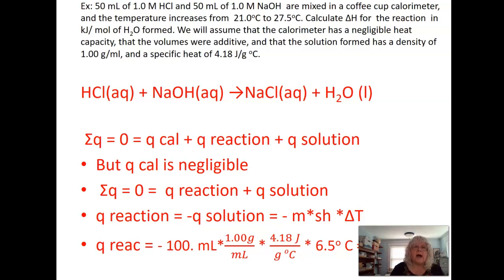So we have a total volume in the cup of 100 mLs. We have a density of 1 gram per mL. That gives me my mass. Then I multiply it by the specific heat I was given and by the temperature change. So delta T is the temperature change, and it's final minus initial. So it would be 27.5 minus 21.5. So I end up with 2,700 joules for that.